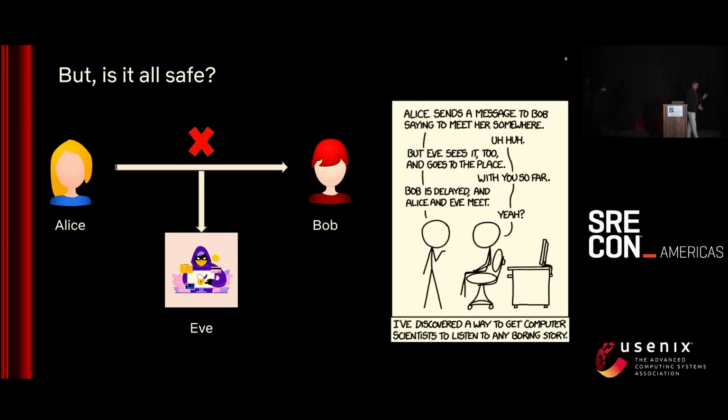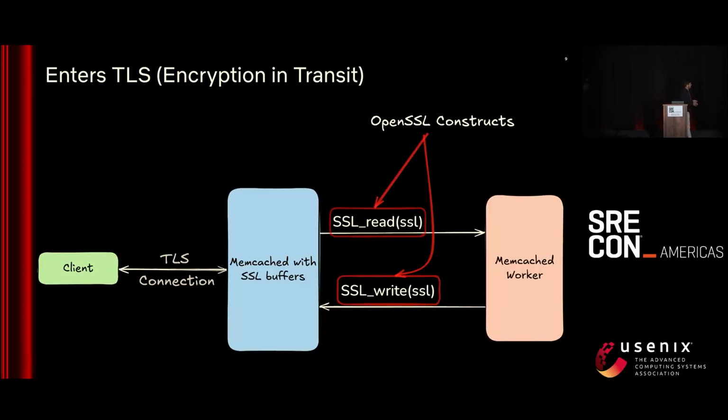Now, you saw a lot of data flowing through different channels. So this begs the question, is it all safe? In the age of security, for every Alice and Bob, we all know there is always an Eve or a hacker waiting to eavesdrop and sniff the packets around. So how do we run it secure? That is where TLS, or encryption in transit, comes into the picture.